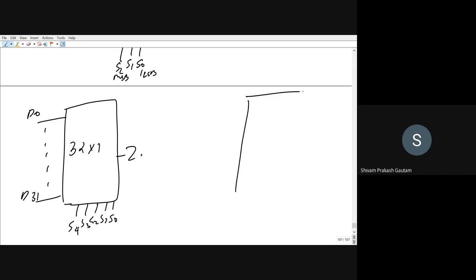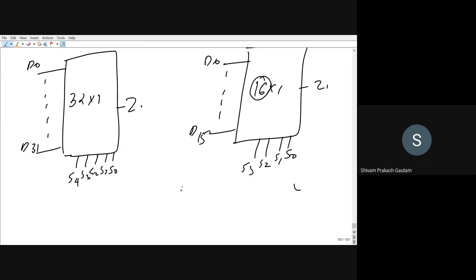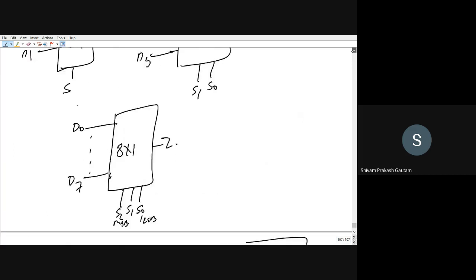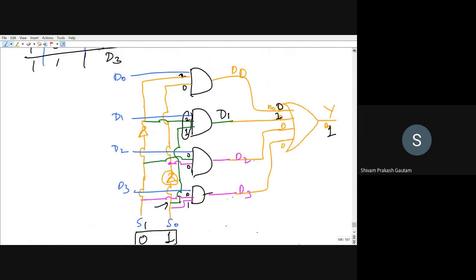So 16x1: D0 to D15, 16 inputs, because in 16x1 the 16 is the number of inputs. And how many select lines? 4 select lines. S0, S1, S2, S3, and this will be Z. Similarly, in this way you can have 64x1, 128x1, and so on. This much is clear up to this point. And if anyone wants to see what is inside this box, you have to draw the logic circuit, which I have drawn here.